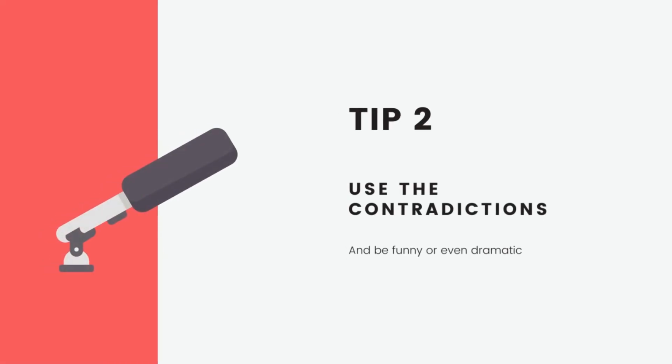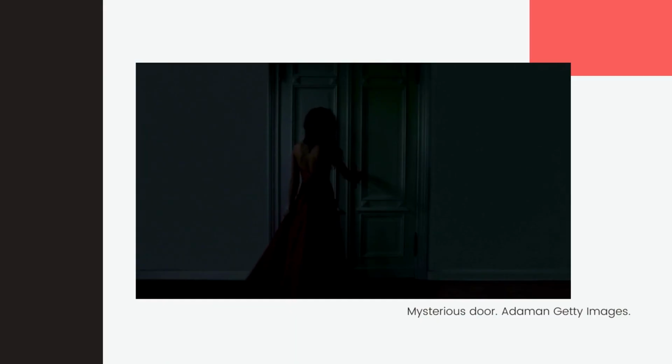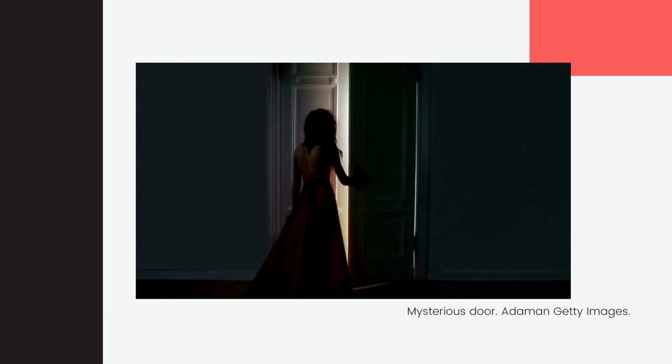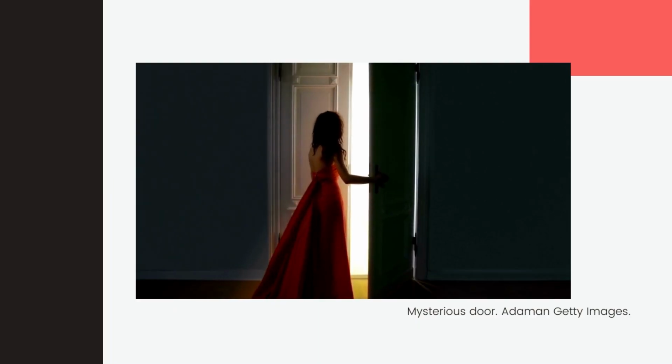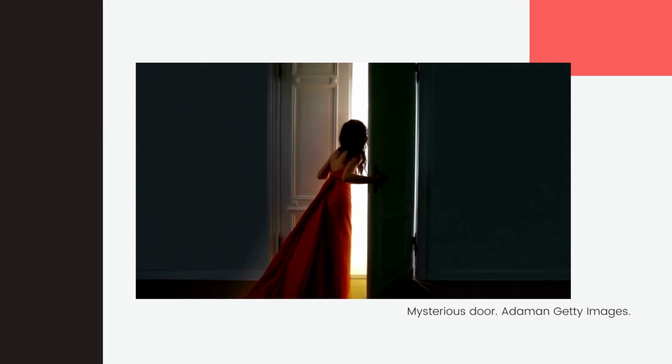And now we have a second tip. Use the contradictions and be funny or even dramatic. Take a look at this image. And what is the sound? This is a thunder. And what is the meaning? Oh, it's because she is getting that it's raining outside. It's not only this. It's a threat, it's something that is coming, because it's a dark image and she's wearing red.